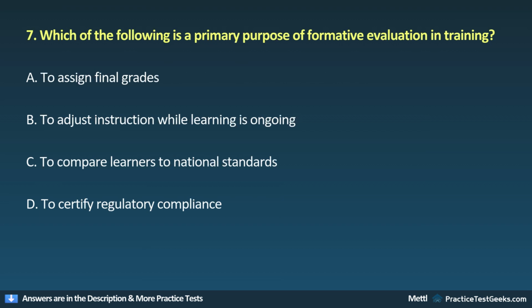7. Which of the following is a primary purpose of formative evaluation in training? A. To assign final grades. B. To adjust instruction while learning is ongoing. C. To compare learners to national standards. D. To certify regulatory compliance.